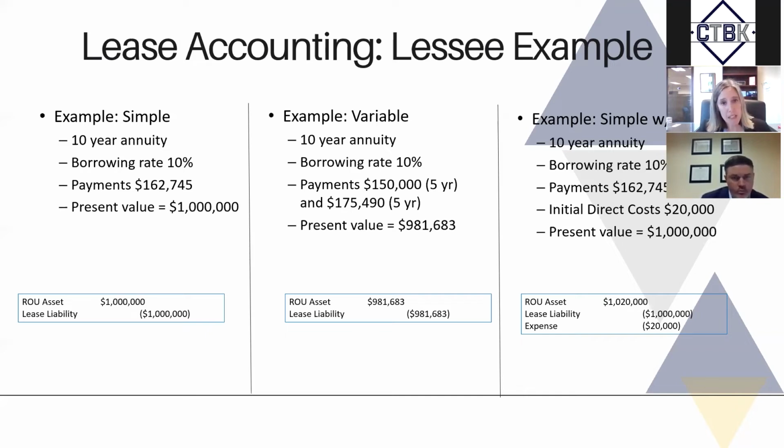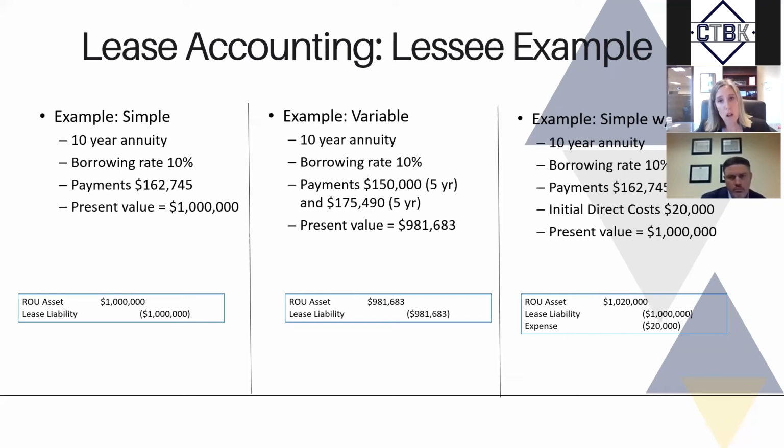Moving into the middle example, now it's getting a little bit more complex. This example shows what happens when I have variable lease payments. Similar to the first example, except now my payments are $150,000 for the first 5 years of the lease, and then they change to $175,490 for the second 5 years of the lease, which will change my present value. So now my present value is $981,683. And again, because there are no other complexities, my right of use asset is $981,683 and my lease liability is $981,683.